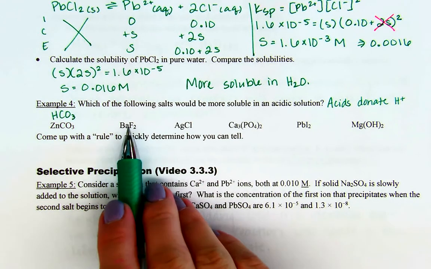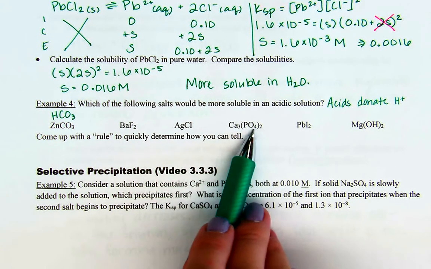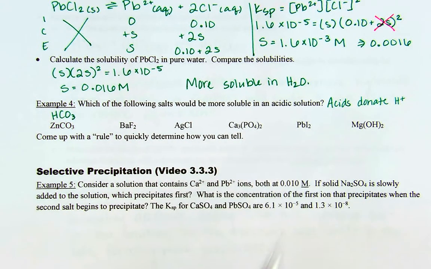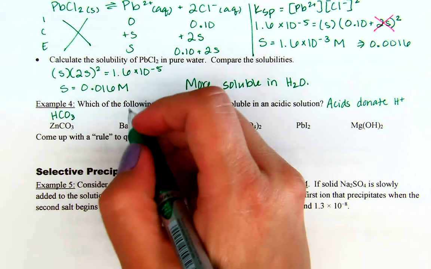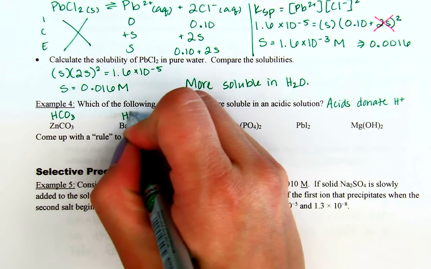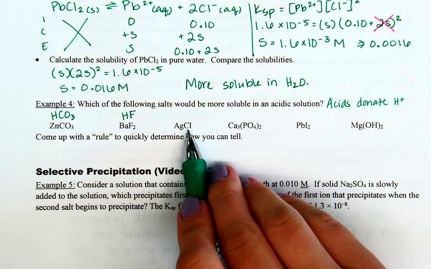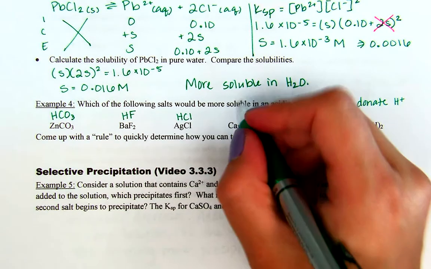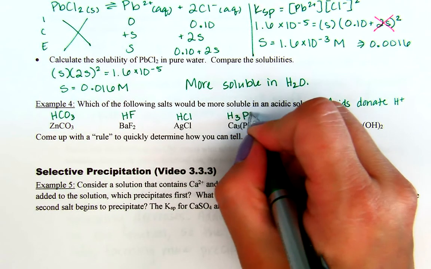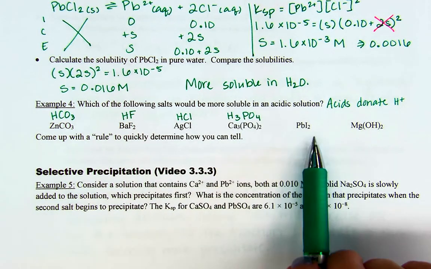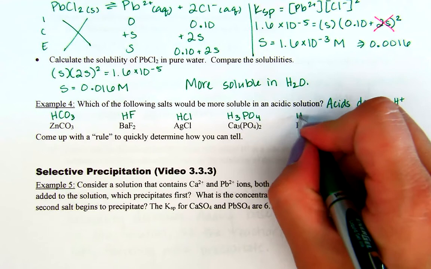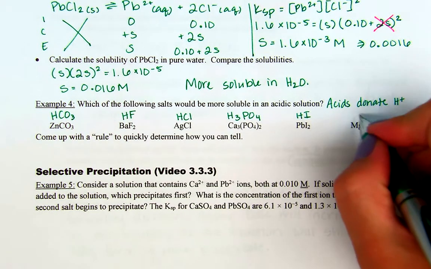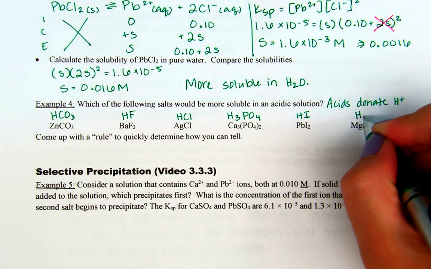I want you to go ahead and pause the video and see what you would form for each of these compounds. Okay, so hopefully for this one you saw you would make HF, it would interact with the fluorine. Here, HCl. Here, H3PO4. Here, HI. And then finally here, HOH, which is the same thing as H2O.